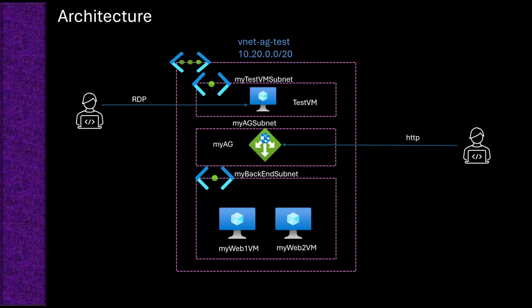All right, and then we deploy the application gateway in this particular subnet called my AG subnet. And once we deploy, we will add the backend pool to the application gateway, and then we will use the public IP for this application gateway and access these web servers. Okay, now we can use my test VM subnet only when we need to troubleshoot if there are any issues.